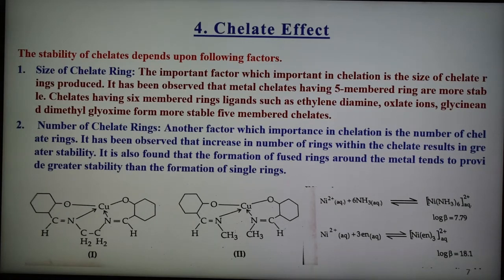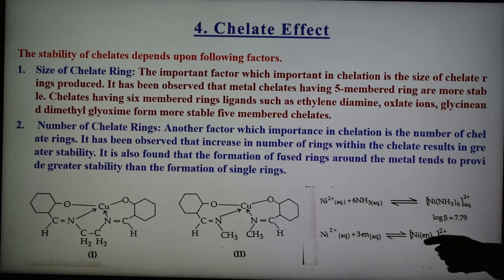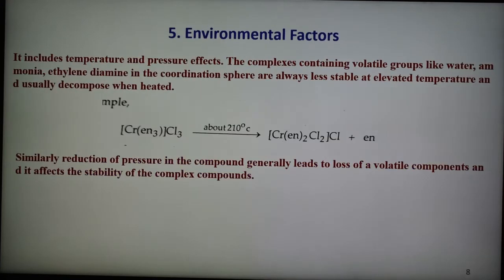So the stability constant is greater for the multidentate, or chelate, complex formed from ethylene diamine. In this case, the ligand is monodentate. Monodentate ligands do not form a chelate, but ethylene diamine forms a chelate. So this is a chelate, and this is a simple complex. Chelates have a greater stability constant. So we can say that the size of chelating and the number of chelating rings affect the stability constant of the complex.